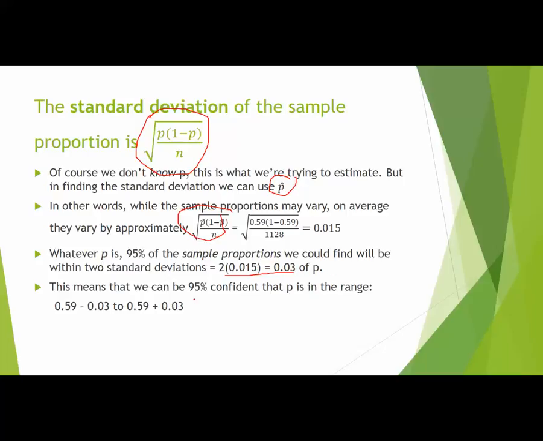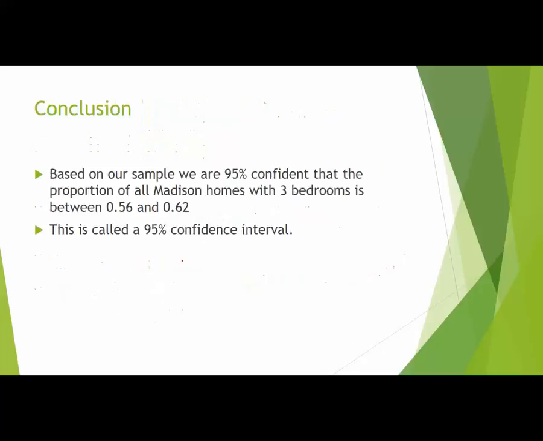So this tells us we can be 95% confident that p is in the range 0.59 minus 0.03 to 0.59 plus 0.03. The only way this could be true is if p was in this range. Okay, so our sample proportion, our 0.59, is probably close to p, so p is probably close to our sample proportion. That's what it comes down to. So based on our sample, we are 95% confident that the proportion of all Madison homes with 3 bedrooms is between 0.56 and 0.62. And this is called a 95% confidence interval.